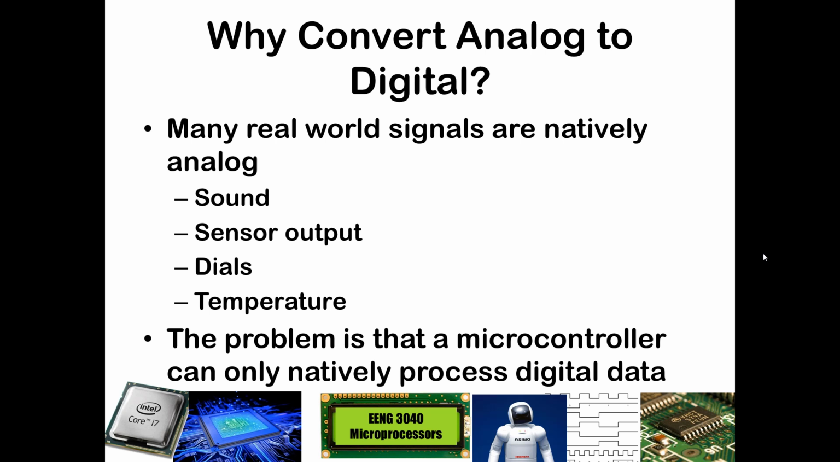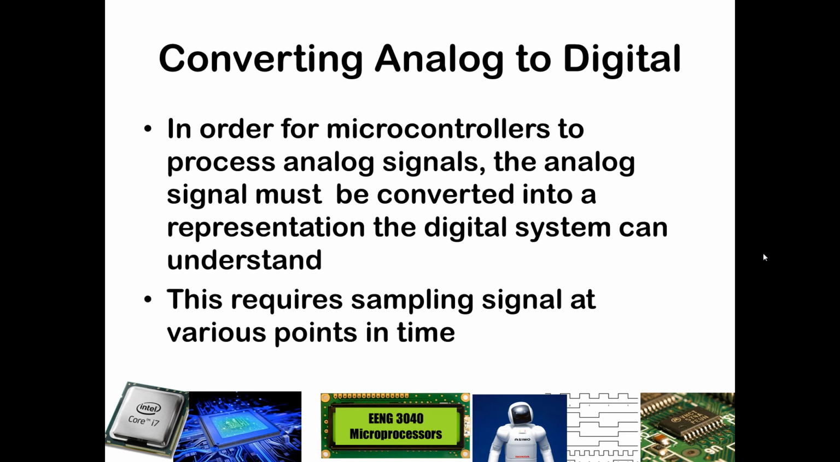And the problem with having to interface with what is largely an analog world is that our computers, our microcontrollers that we're using, are natively digital, and so they need some way to take that analog quantity and convert it into a format that they are capable of processing. Converting from analog to digital is a process. It takes a representation from the real world and converts it into something that the human can understand.